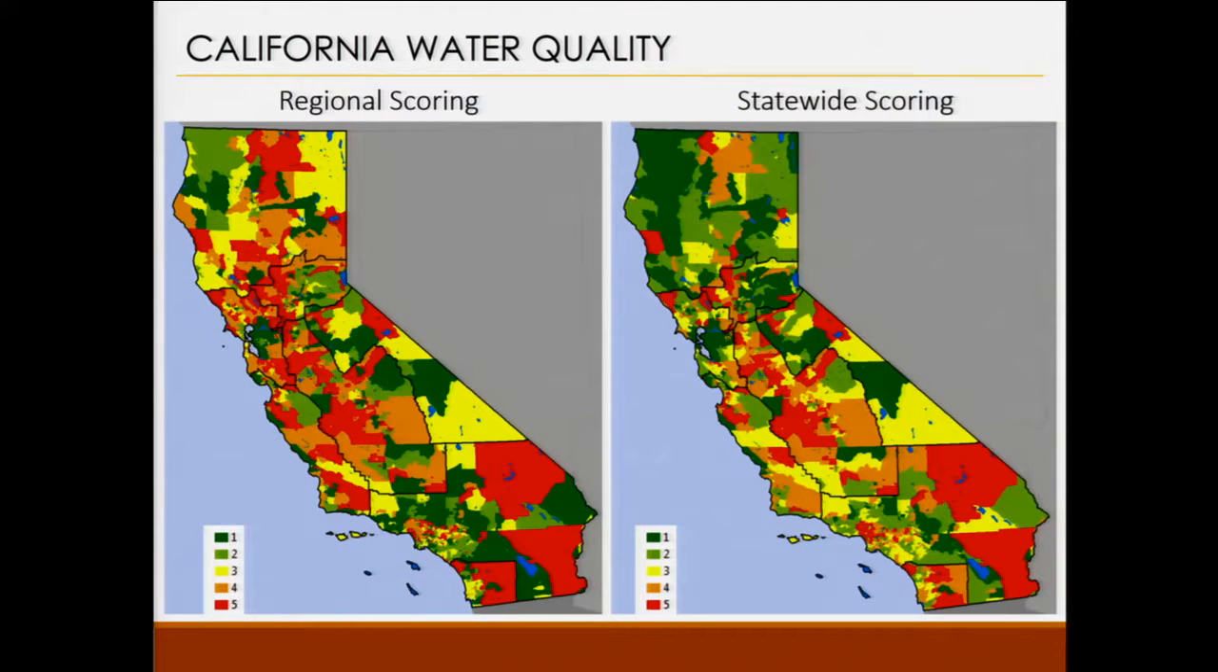And just to give you a feeling for how this looks when we map it, this is only the water quality metric mapped for the state of California, both statewide and regional. If you look at the statewide scoring on the right, you can see that Northern California and the Eastern Sierra generally have lower water quality scores than the rest of the state, but using regional scoring, the hot spots of each region are lifted up by map color.